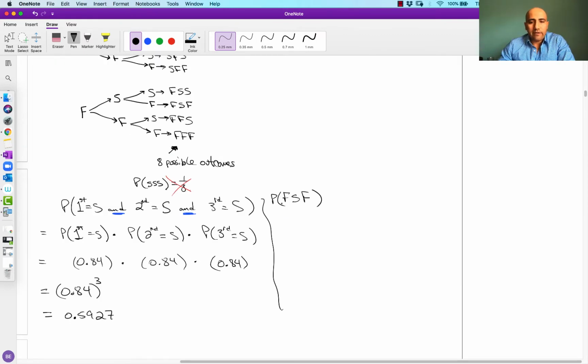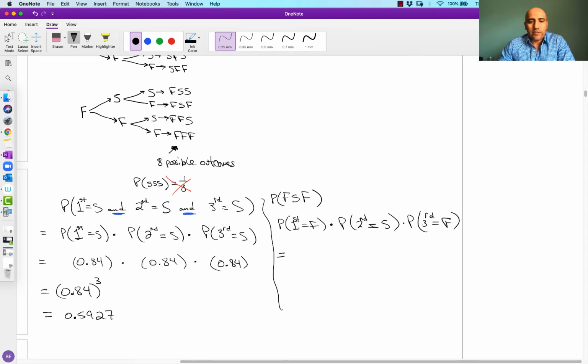So probability of FSF means you fail the first time, you are successful the second time, you fail the third time. So this is going to be the probability that the first one is an F times the probability that the second one is a success times the probability that the third one is a fail.